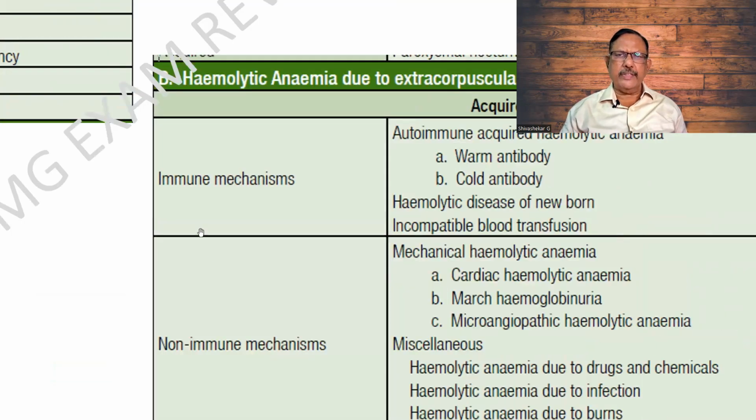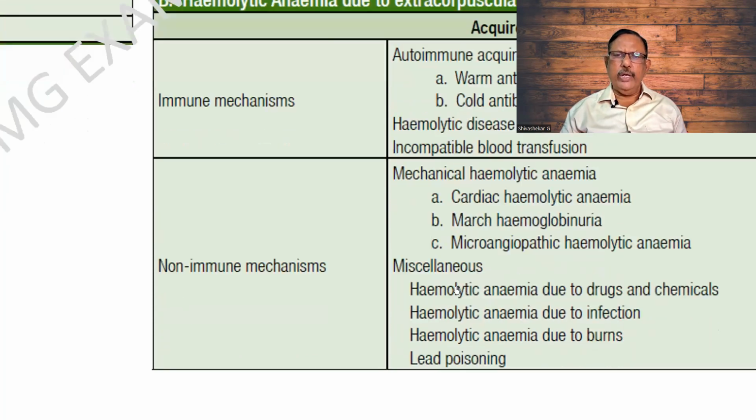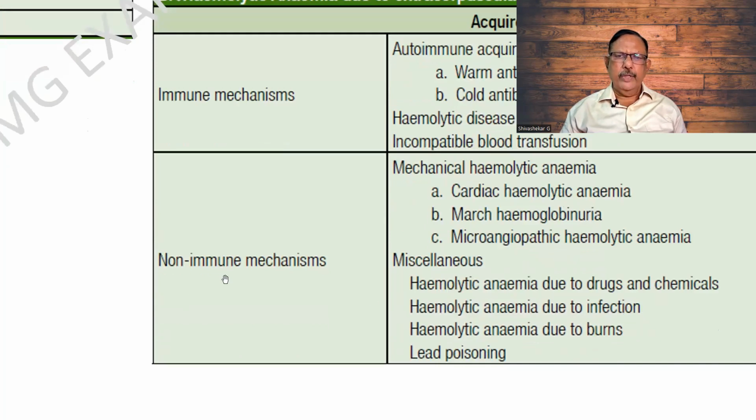Another thing will be the extracorpuscular defects. It can be immune mechanisms. Here I mentioned warm antibody, cold antibody. Hemolytic disease of newborn. Incompatible blood transfusion, ABO or Rh. Mechanical trauma, March hemoglobinuria. Cardiac valves. Microangiopathic hemolytic anemias. These are all non-immune mechanisms. Apart from that, it can be because of drugs, chemicals, infections, and poisoning.